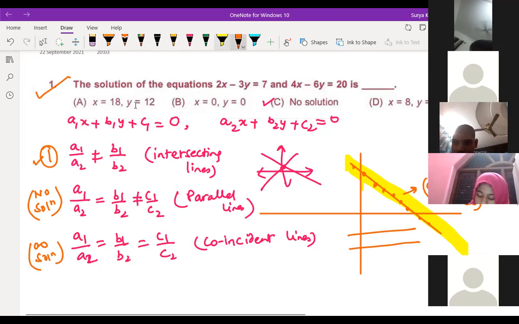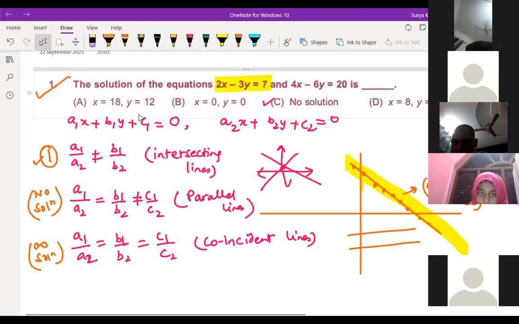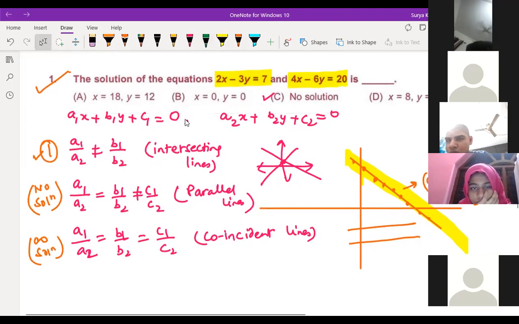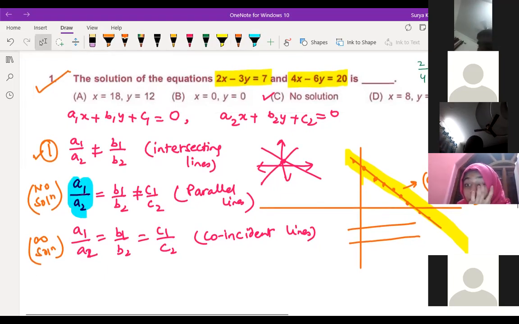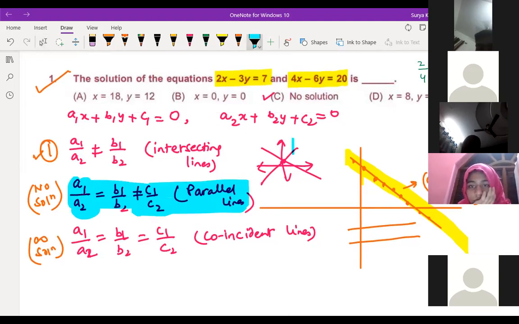Yes, the second one. If you match, a1 by a2 is equal to b1 by b2, but is not equal to c1 by c2. How? We just compare here: 2 by 4 is equal to minus 3 by minus 6, which is not equal to 7 by 20. If you cancel, you get 1 by 2 is equal to 1 by 2, is not equal to 7 by 20. So these are parallel lines, and parallel lines will have no solution.